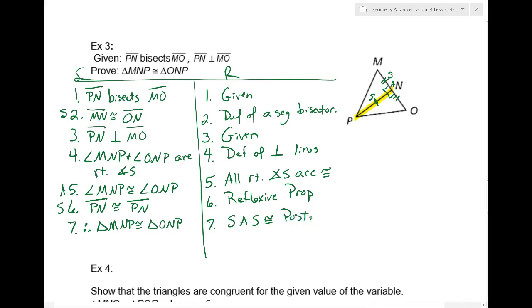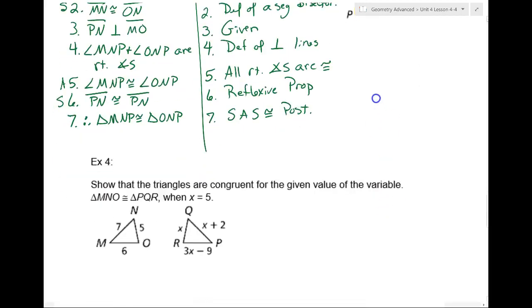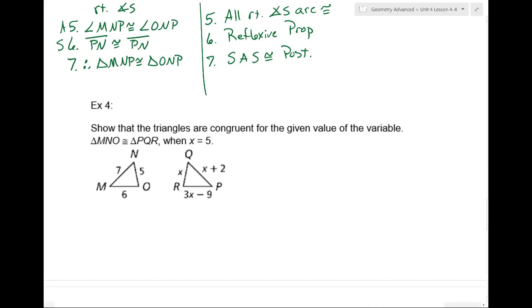So that's SAS, right? Side, angle, side congruence. Now, guys, notice that wasn't a real difficult proof if I used my given. Don't forget the reflexive property is used very often. All right, now we're going to do another one. This is a little bit harder problem, but I actually don't think it's going to be that hard for you.